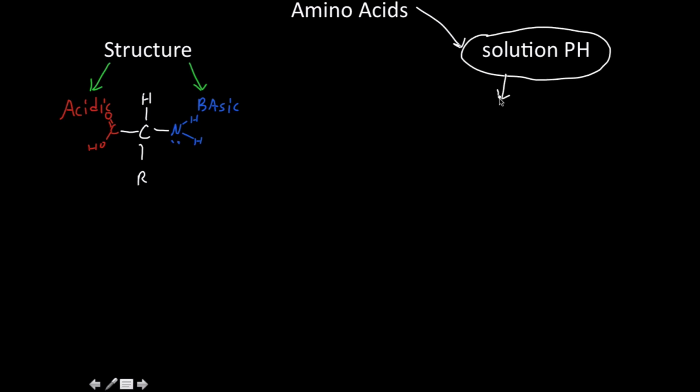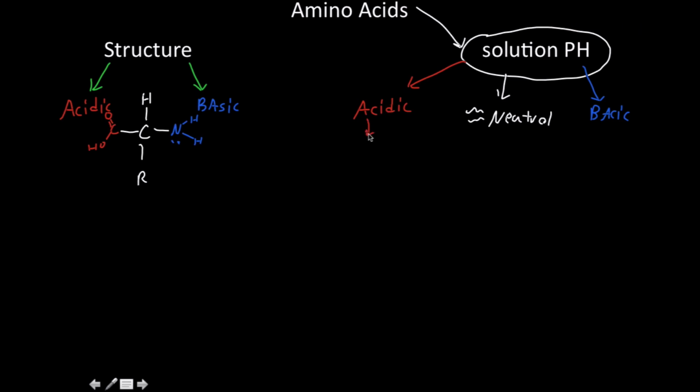There's neutral, or at least approximately neutral. The other solution pH that we can have would be an acidic pH. And then the last one would be a basic pH, an alkalotic pH. Okay, so let's talk about each and every one of these.